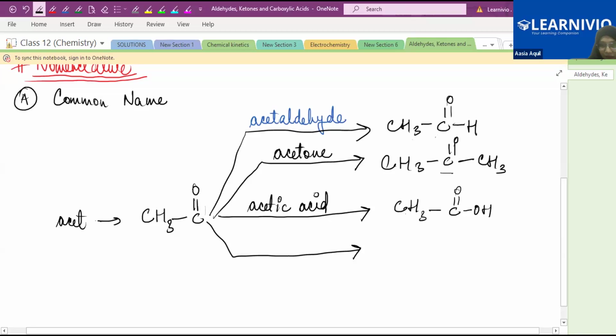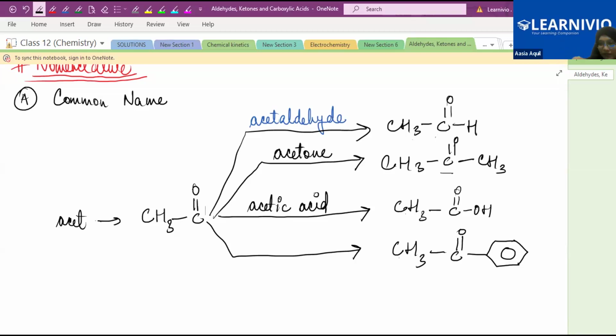Suppose we have a CH3 group and this CO group, which is the acyl group. And if I attach an aryl group, a benzene ring, over here, what will be the name of this compound? This CH3CO group is known as the acyl group, and this is a phenyl group. The benzene ring has CO attached here. Basically, the OH of phenol is being replaced by this CH3CO.